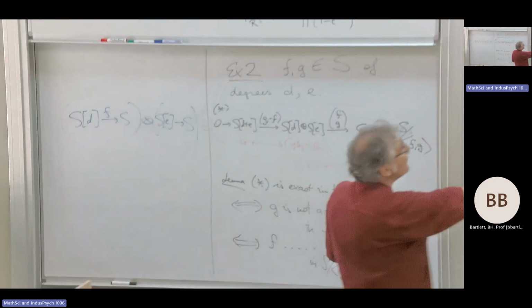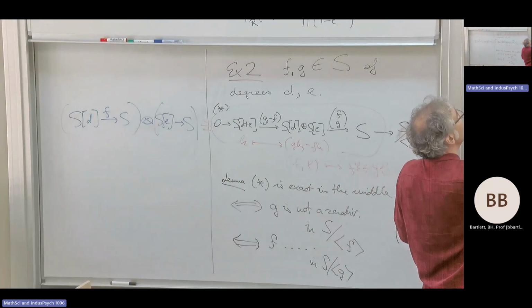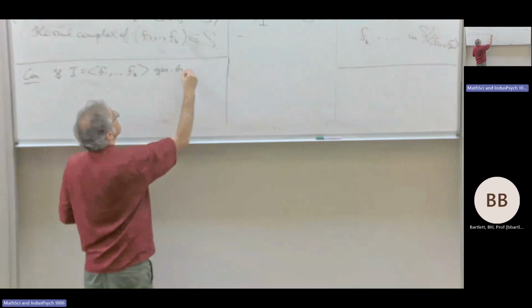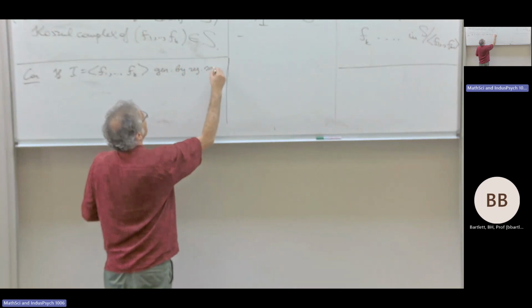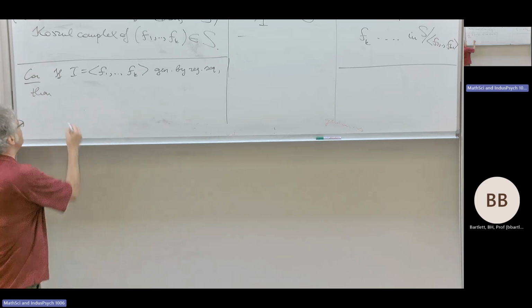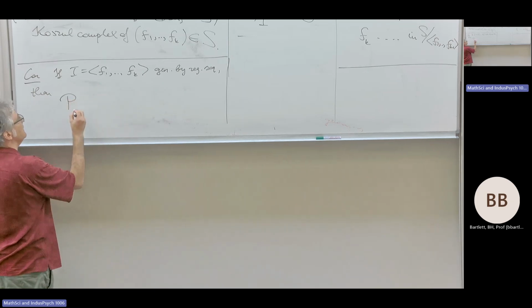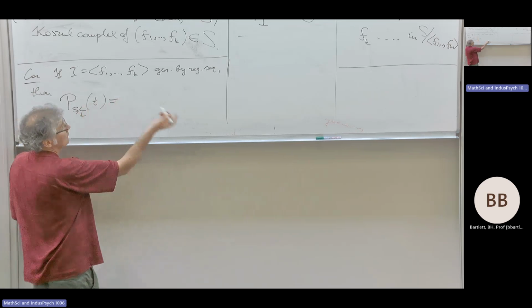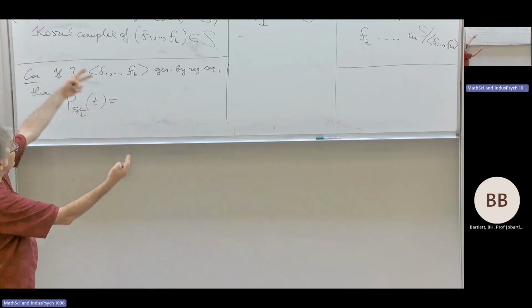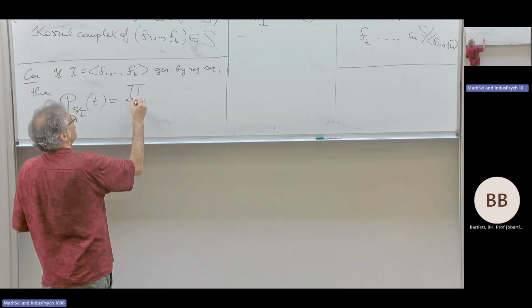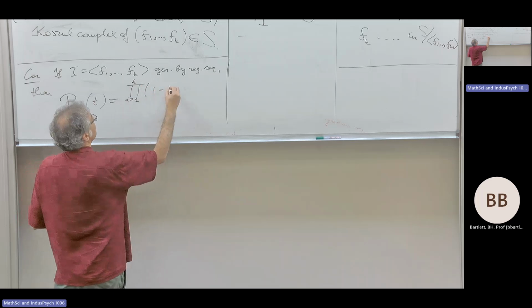Okay, and as a corollary, if I is generated by a regular sequence, then the Hilbert function of S mod I, in the variable t, I can write both in a factorized form and a written-out form, but let me just write it in the factorized form. It's the product over i from 1 to k of 1 minus t to the d_i.